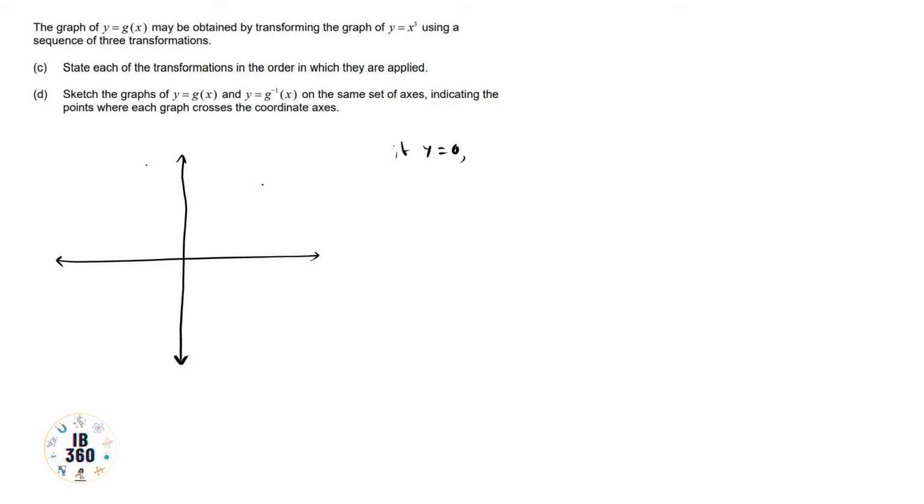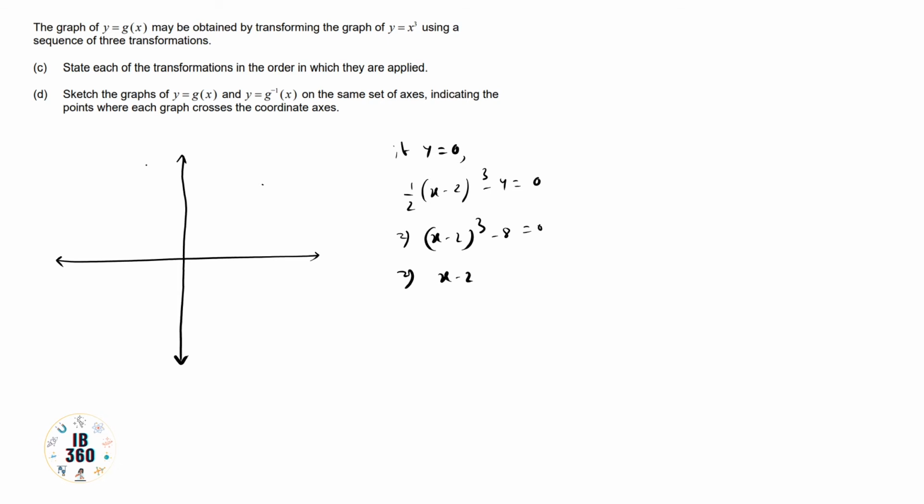If y equals 0, then half of (x minus 2) whole cube minus 4 equals 0. So from here we are getting (x minus 2) whole cube minus 8 equals 0.